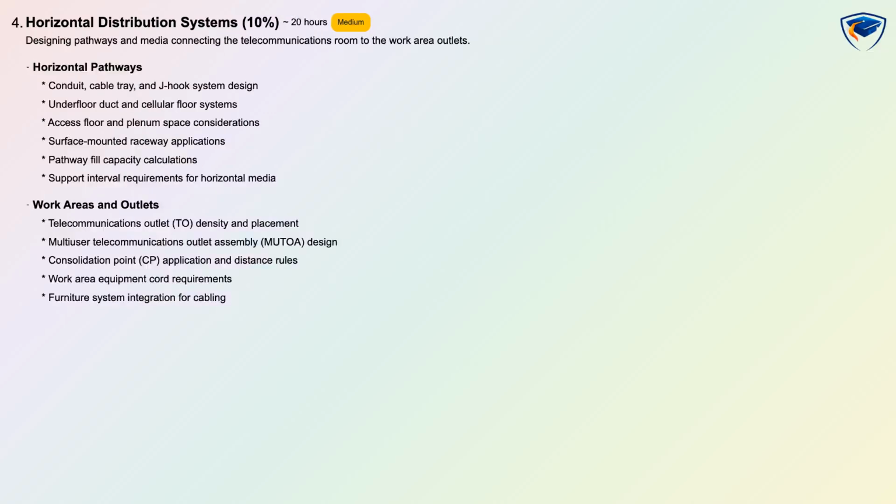Horizontal distribution systems is 10%, medium difficulty, and estimated at 20 hours. This domain covers pathways and media from the telecommunications room to the work area outlets, including conduit, trays, J-hooks, underfloor duct, and plenum concerns. You will learn pathway fill calculations, support intervals, outlet density and placement, consolidation point rules, and furniture system integration. Practical design examples show how to balance pathway capacity with work area requirements.